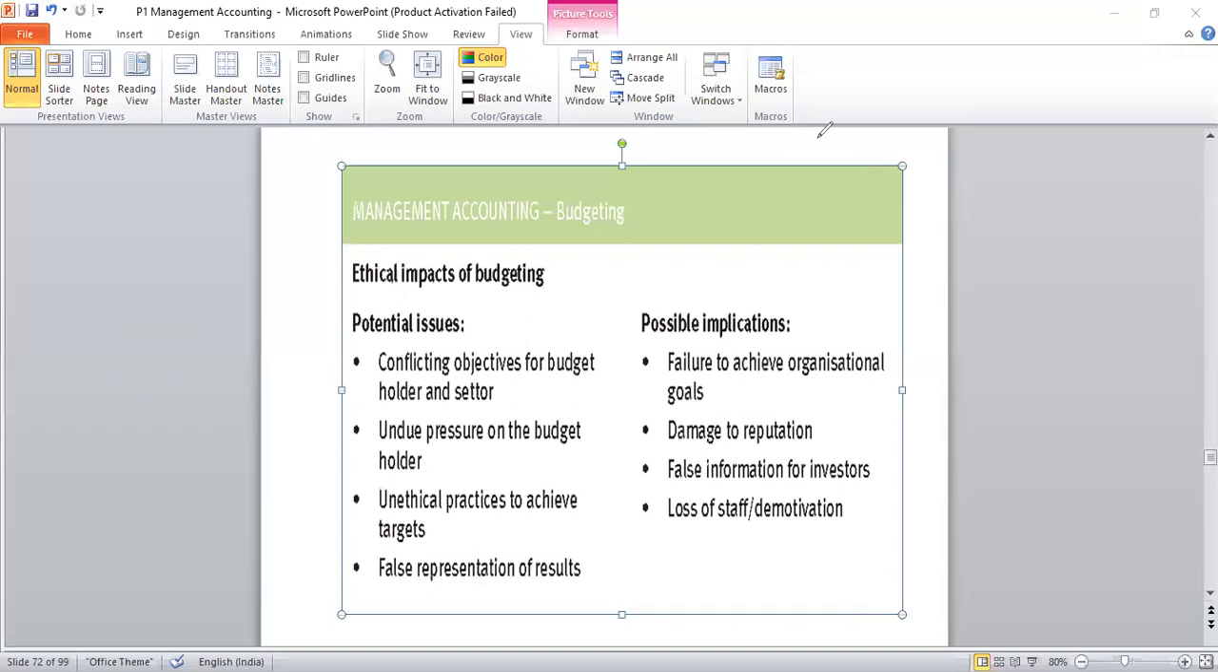Unethical practices to achieve targets. If it is an authoritative style, if the targets are set for the employees, for the other levels of management, and the performance evaluation is based on the targets which are set, there is a possibility that they can adopt unethical practices to increase their sales, to increase the profitability. What is not acceptable, what is unethical, also can be taken up by the employees. Because of that pressure which is laid on the employees, they can take up unethical practices to achieve their targets.